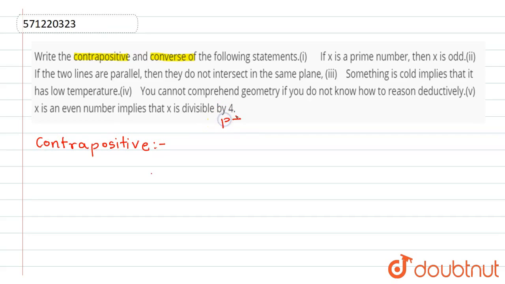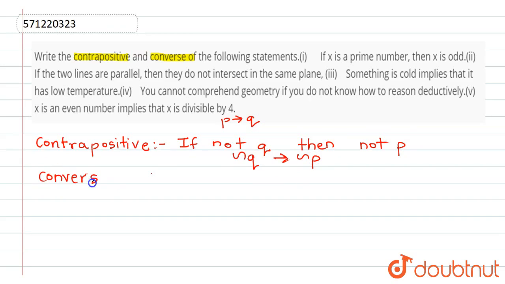Suppose we have a statement which says if P then Q. So a contrapositive of this can be written as if not Q, then not P. That means if negation of Q, then negation of P. This is contrapositive. Or if we want to write a converse statement, so for the same statement, if P then Q, we have to write if Q then P. Got it? That means Q implies P.